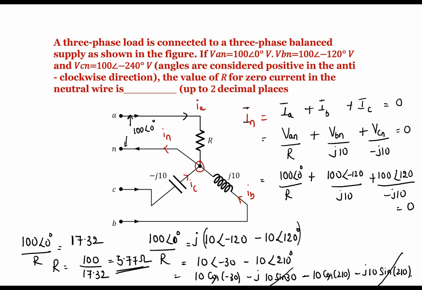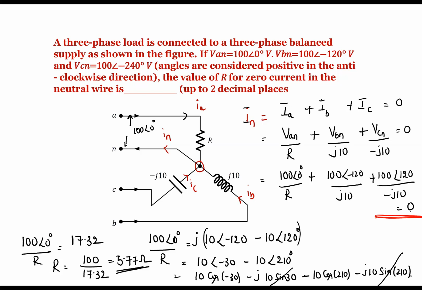5.77 ohm is the right answer. What you have to understand in this problem is you don't require a calculator, because he's simply testing whether you know two things. First, whether you understand if somebody asks whether it is a balanced or unbalanced system, what will be your answer? Balanced. Here the neutral current is 0.